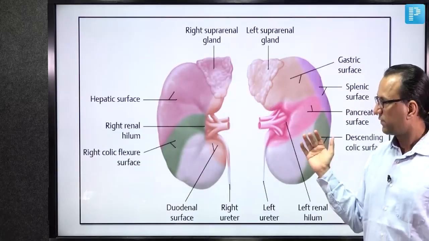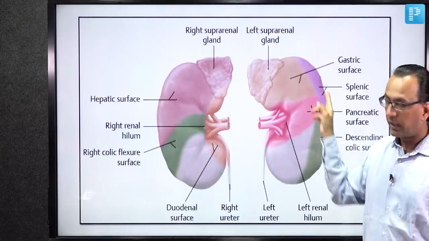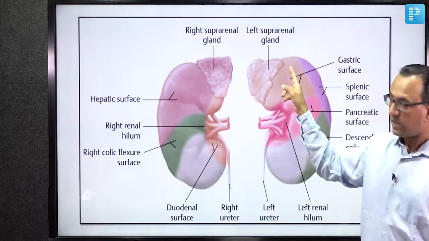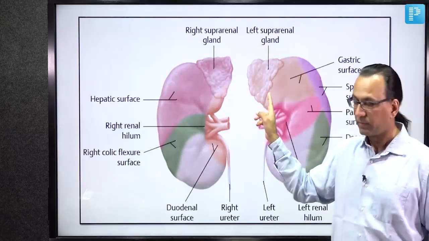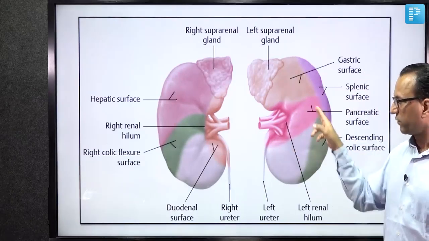left kidney. As we have discussed, the left kidney, this is the spleen area, related with the left kidney anteriorly. This is the adrenal area, the left adrenal gland. This is the gastric area, the stomach. This is the body of the pancreas. And this is the splenic flexure of the colon.